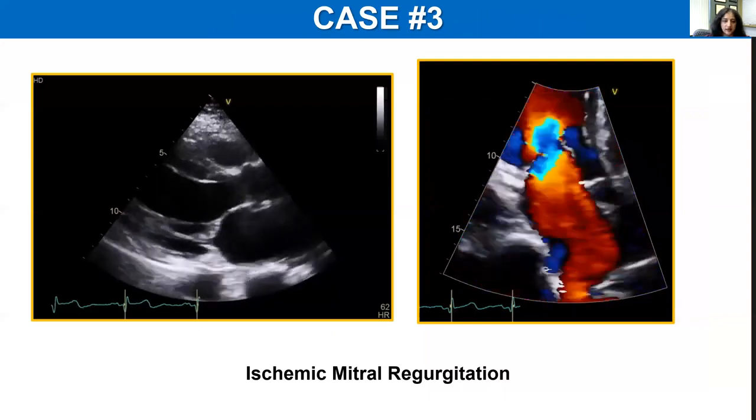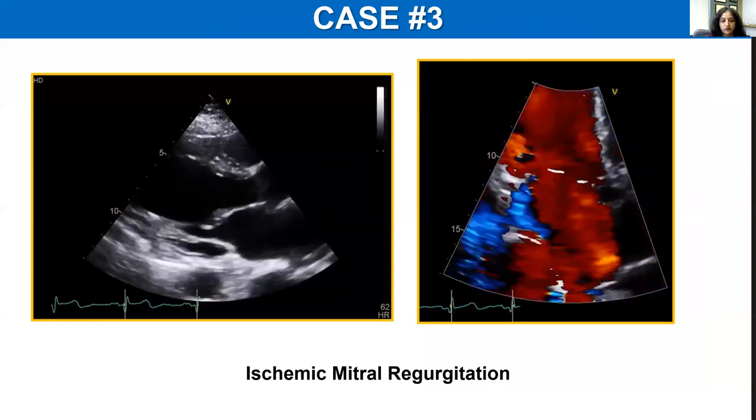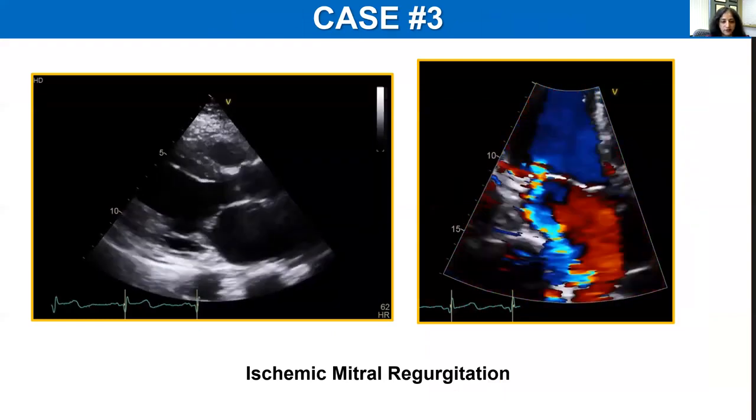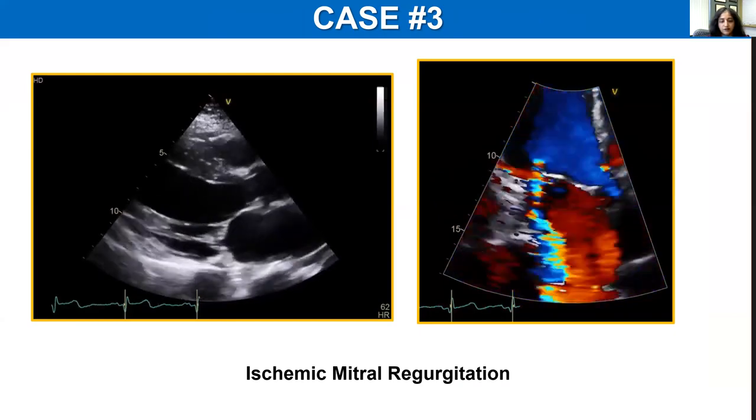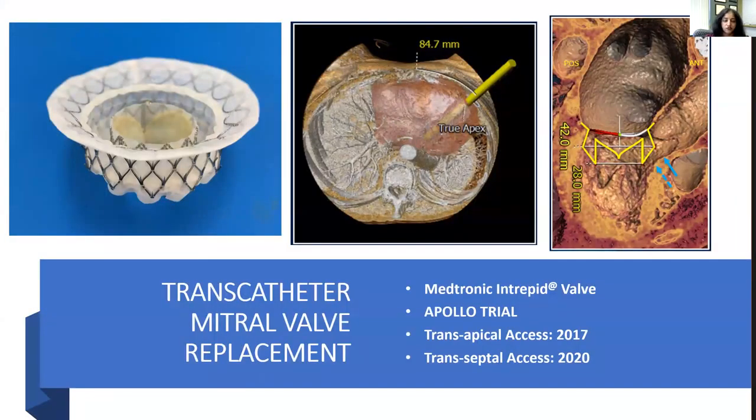So let's look at this last case. So this is a patient with ischemic mitral regurgitation. You can see that restricted and tethered posterior leaflet and this very eccentric wall-hugging severe mitral regurgitation jet. So this patient is unsuitable for the MitraClip device based on posterior leaflet length as well as Carpentier 3A movement restriction in both systole and diastole. And so for this patient, we actually chose a transcatheter mitral valve replacement as part of an investigational trial. We've been part of the Apollo trial, which initially deployed a transcatheter mitral valve through transapical access.